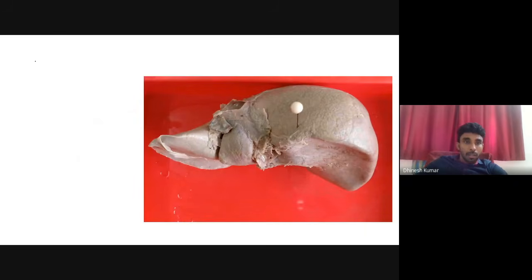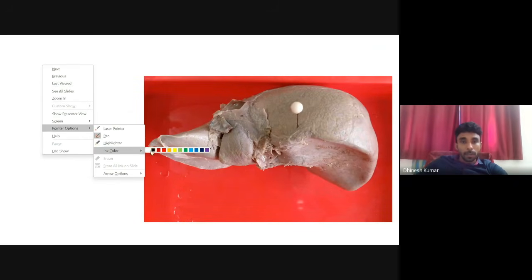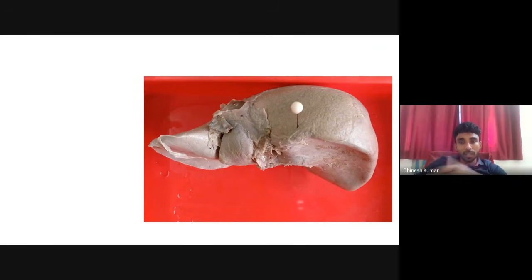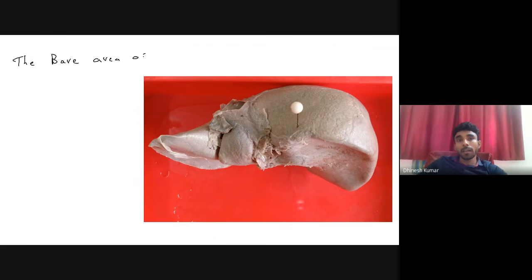Now, coming to the next possible spotter question. Any idea about the pinned area which is not covered by peritoneum? Non-peritoneal area. The largest non-peritoneal area of the liver is pinned here, called the bare area of the liver. Okay, that is the pinned area.